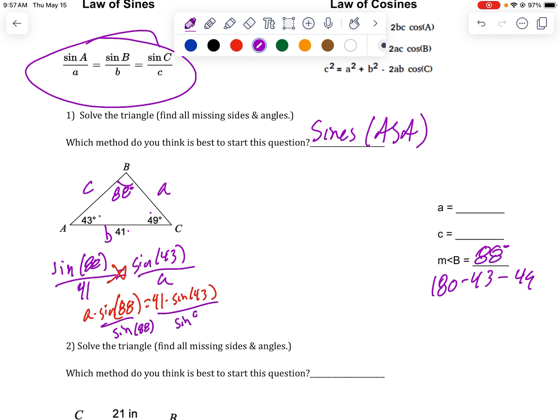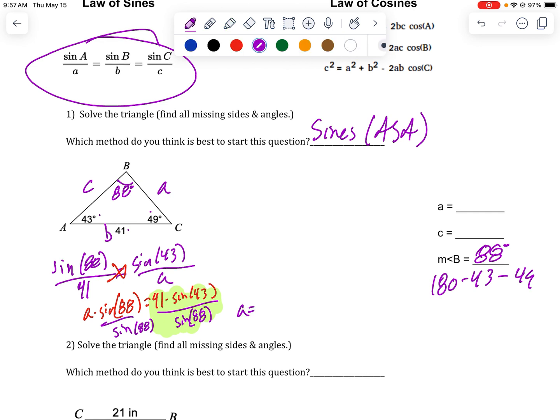Now remember, plug this all into your calculator. 41 times the sine of 43 divided by the sine of 88. Don't try to round your answers as you go along. Otherwise your answers won't be as exact as possible. You should get, I think it's 27.977. So I'm going to round it to 27.98.